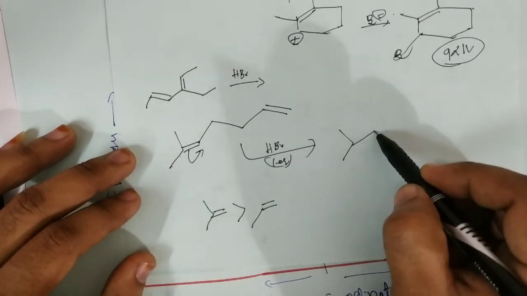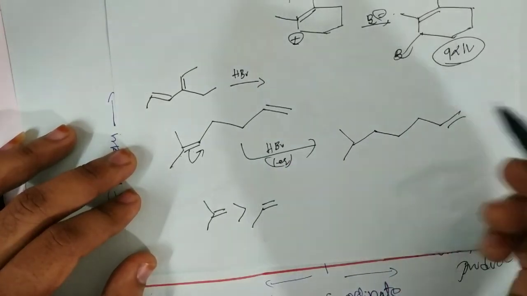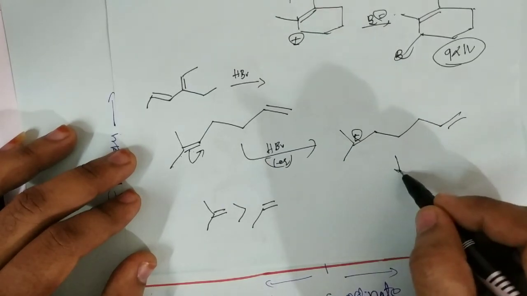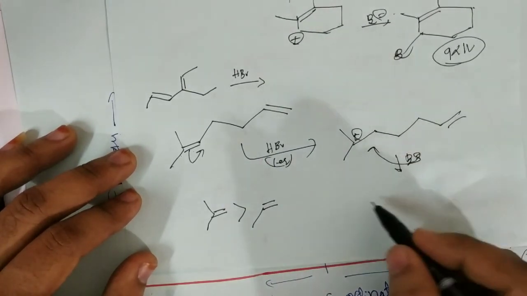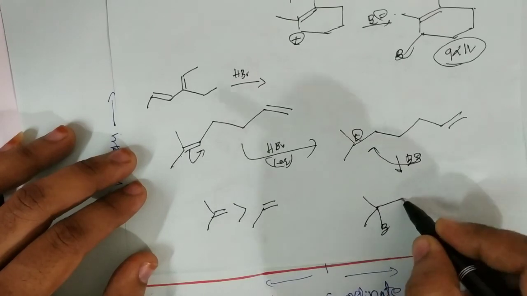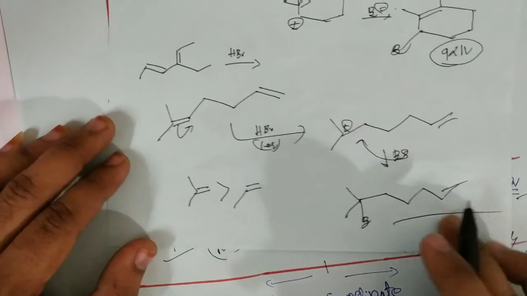Okay, that's it. This double bond will give the stable carbocation. So in this case, Br minus attacks on this one. So this is the major product finally.